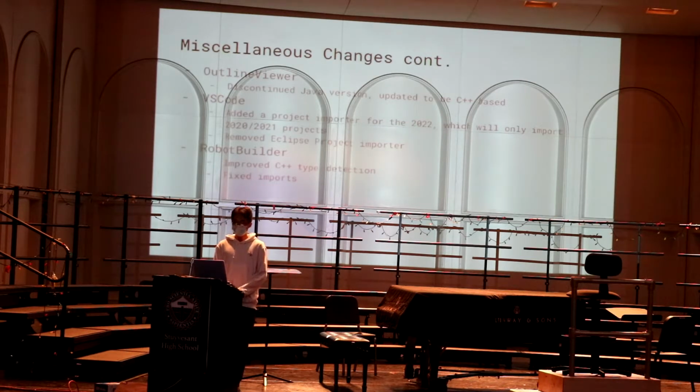Outline Viewer has discontinued the Java version, so it's based off of C++ now. For VS Code, there's a project importer for the 2022 season, which will only import 2020 or 2021 projects. And the Eclipse project importer has been removed. For RobotBuilder, C++ type detection has been improved, and some imports have been fixed.